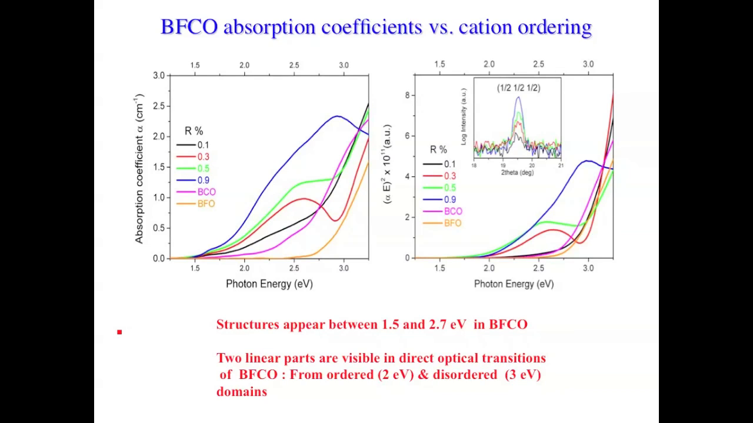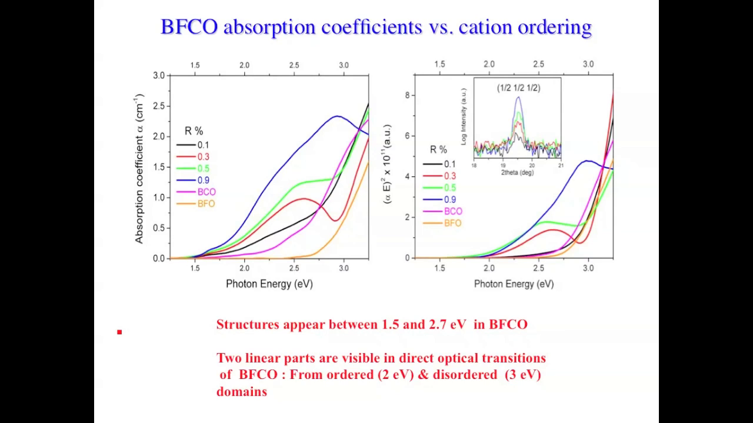And this absorption increases when you increase the ratio R. The R gives the cationic ordering in the film. So if R is large, that means that the cationic ordering is high in the film.